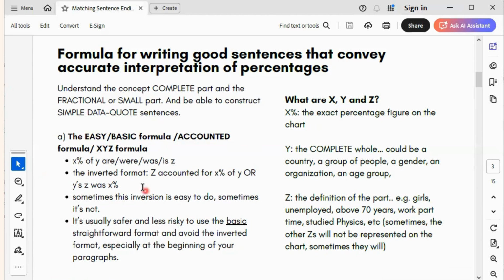Now, that formula can be inverted, and then you use this word accounted for. Okay, so let me teach you that one now. Let me teach you that one now. Okay, and then we're going to look at another example.